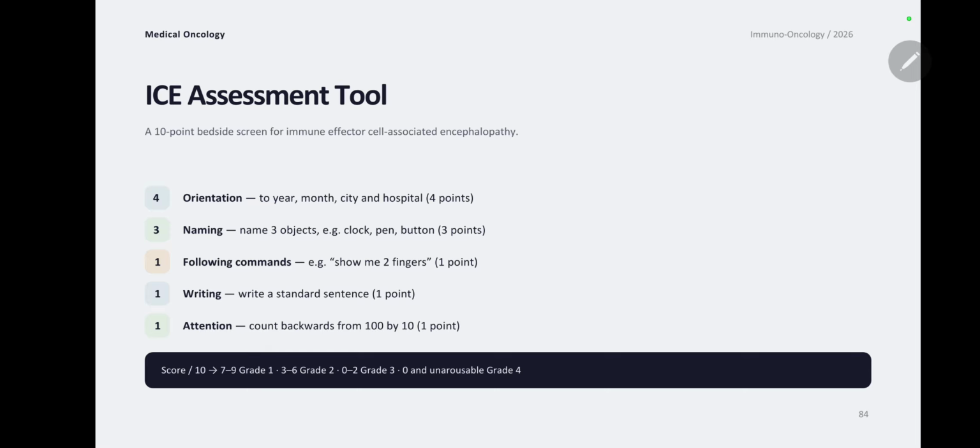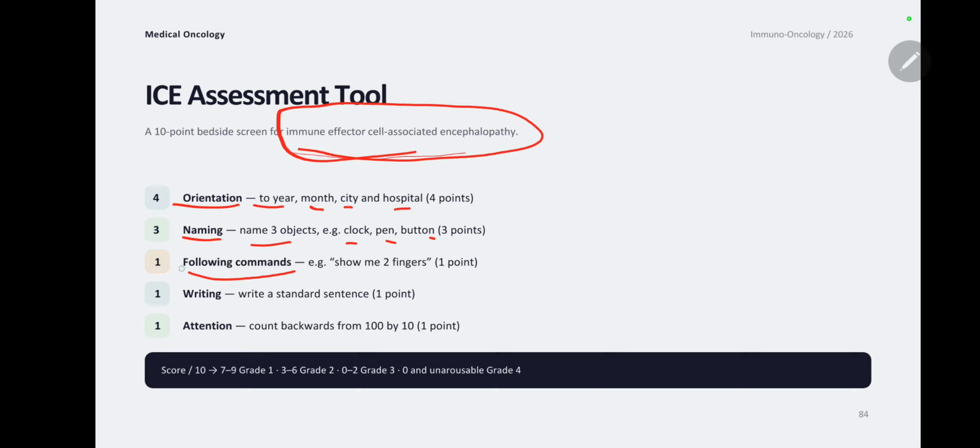So ICE management. ICE means immune effector cell associated encephalopathy. That is a neurotoxicity of immune therapy. The assessment tool works by numbering. On orientation, giving 4 points: 1 for year, 1 for month, 1 for city, 1 for hospital. Naming 3 objects, like clock, pen and so on, gives 3. Following the command is 1 point. Writing is 1 point, and attention is 1 point. According to that we use the score, and the maximum is 10.